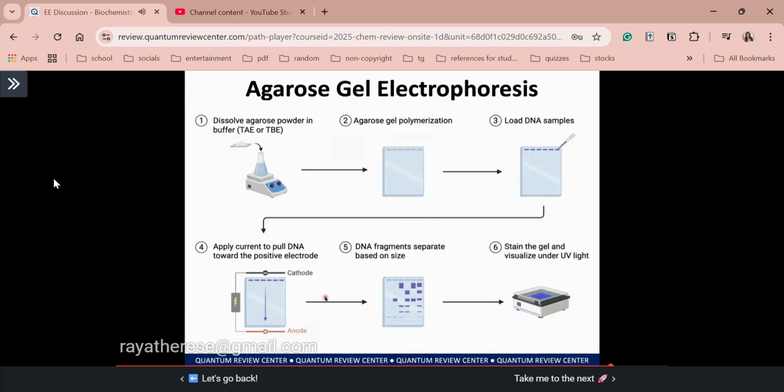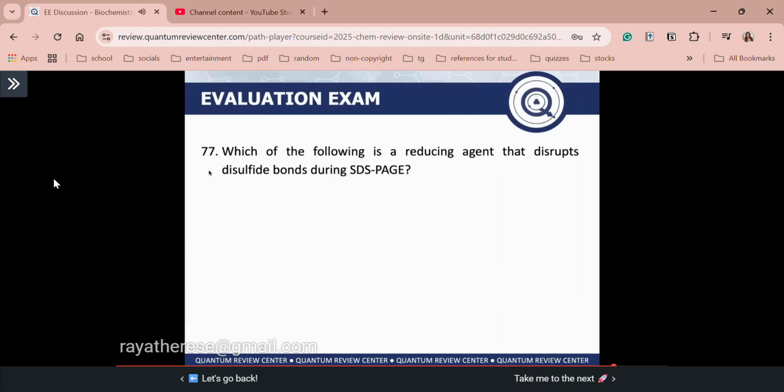Remember, we discussed in detail your agarose gel electrophoresis. Of course, we have different reagents that we need in order to do your SDS page in particular. And remember, in our visualization, we can do this via staining or through blotting techniques. So class, let's proceed with our next item. Number 77. Which of the following is a reducing agent that disrupts disulfide bonds during SDS page?